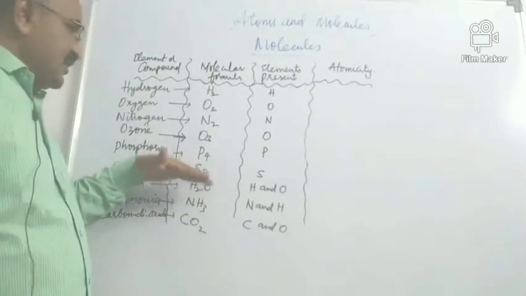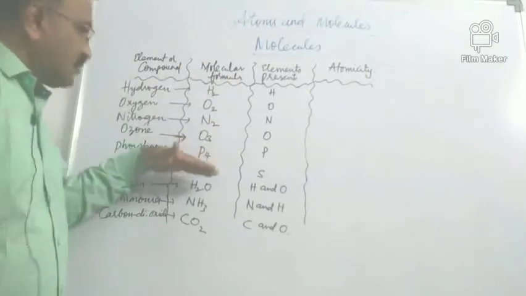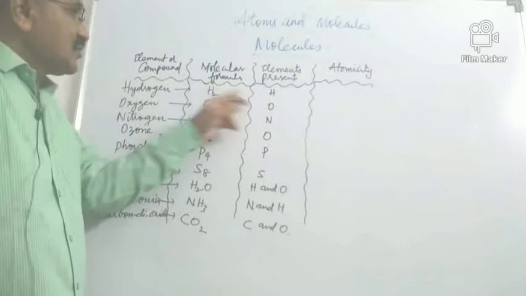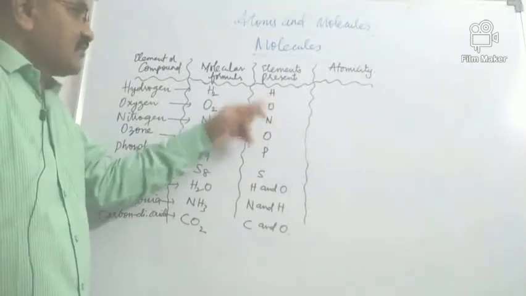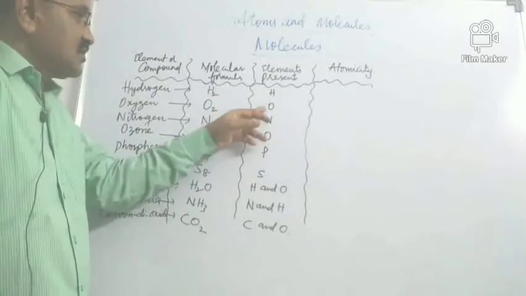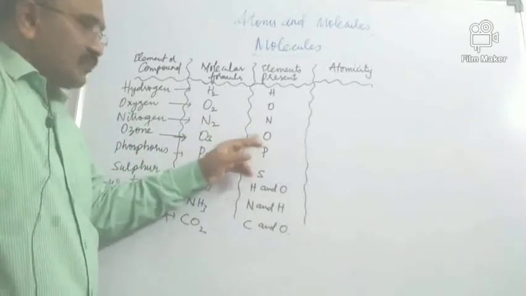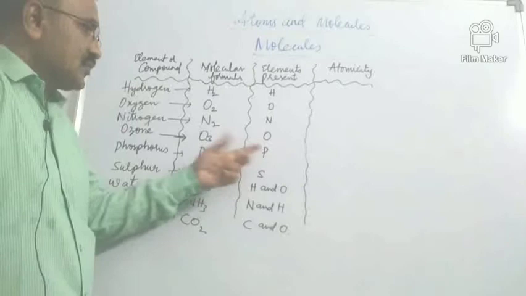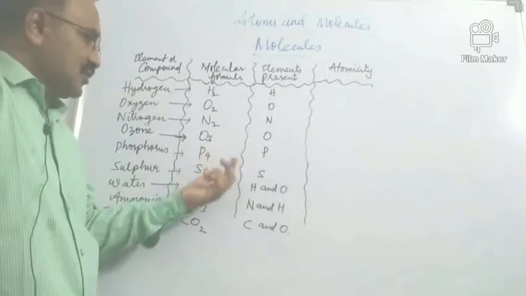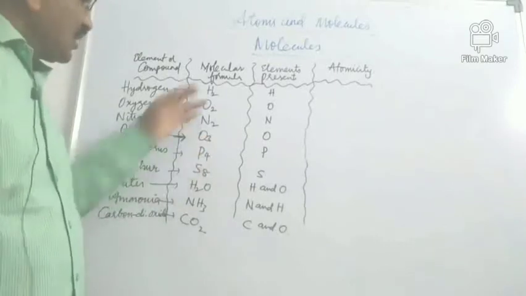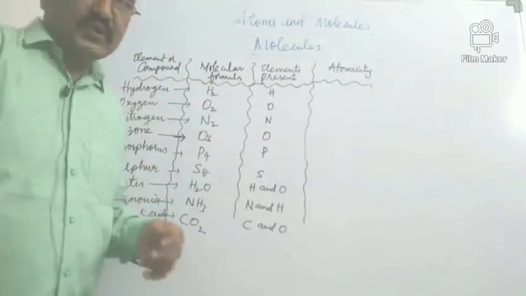So these are all the molecules of the elements, and you see, children, there is only one element, atoms of the same element. Hydrogen molecule is formed from hydrogen atoms, oxygen from oxygen atoms, nitrogen molecule from nitrogen atoms, ozone from oxygen atoms, phosphorus molecule from phosphorus atoms, sulfur molecule from sulfur atoms. So they are all molecules of elements, right? Okay, now we are talking about what is called atomicity.